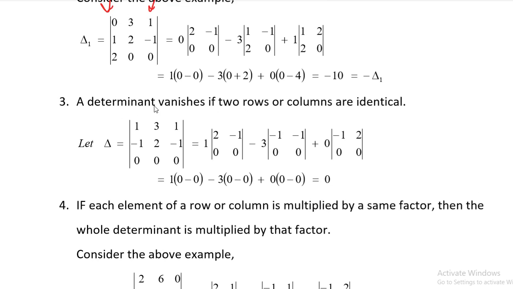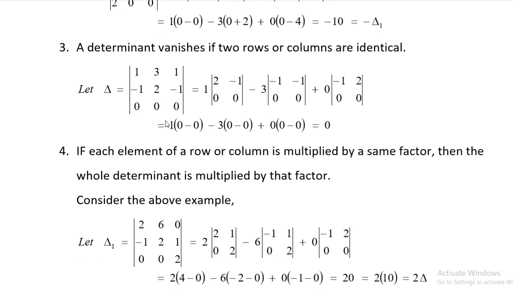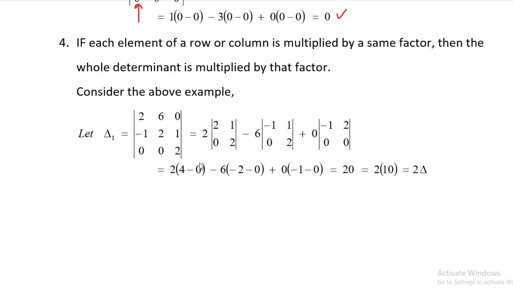A determinant vanishes if two rows or columns are identical. So if any two rows or columns are the same in your determinant, you can directly write 0. Here we started a kind of proof and saw it is 0 at the end. But if you recognize that the first column and the third column are exactly the same, 1, -1, 0 and 1, -1, 0, you can directly write 0, since the first and third columns are the same.